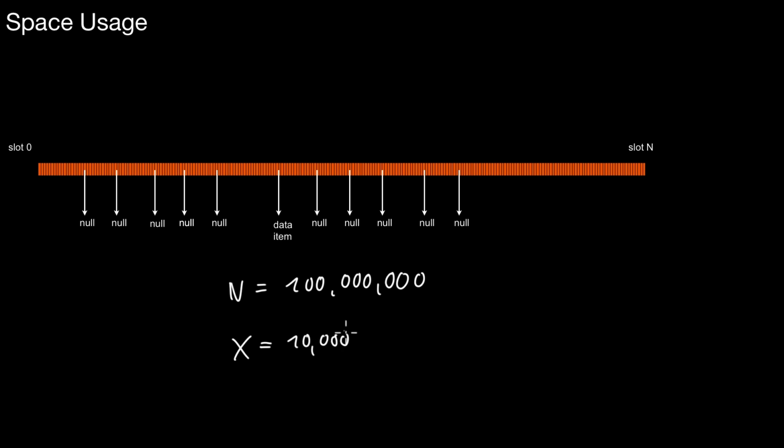Then you can easily calculate the average occupancy of that array. You just divide 10,000 by n, which gives 1 out of 10,000 slots actually occupied. So this is not a good use of resources, of course. And that's what we want to avoid. So it's kind of straightforward to get to the idea of static hashing.